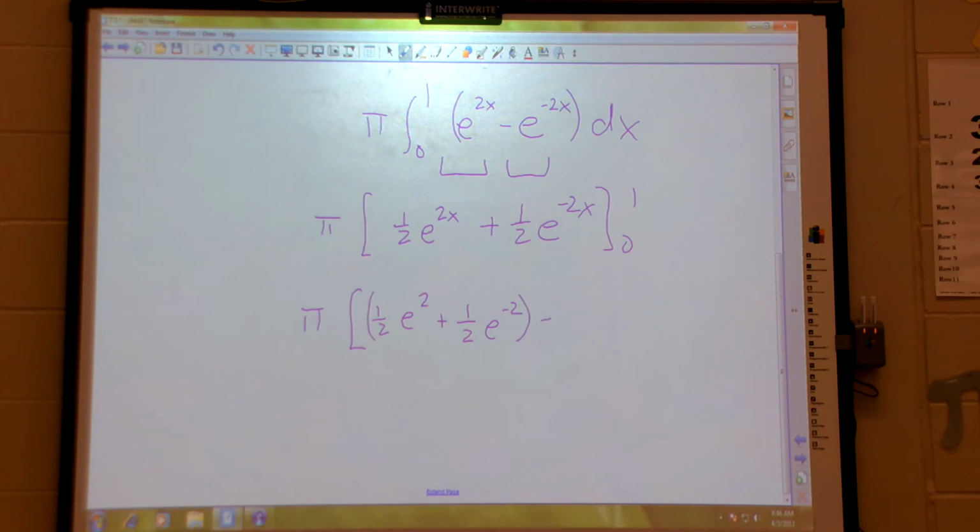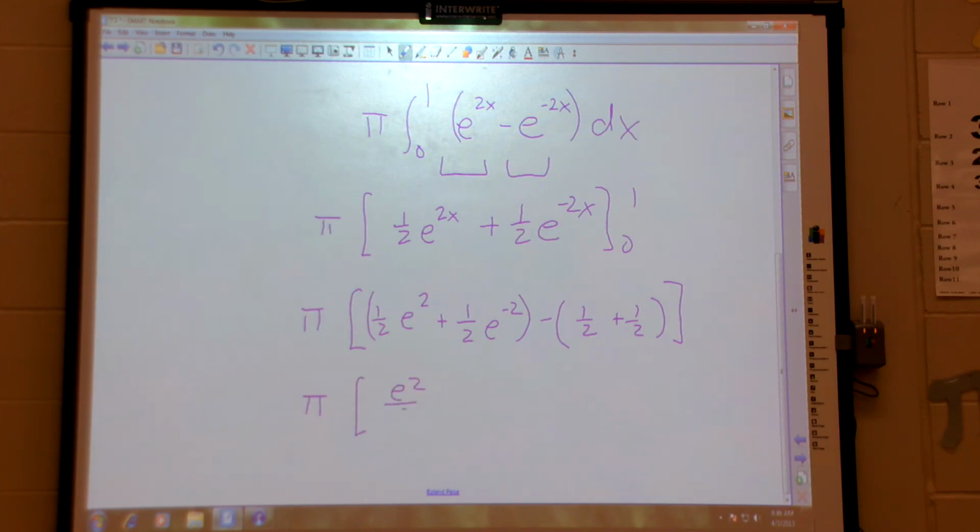Now everyone gets in the habit of plugging in 0. Oh, it's nothing. Not true. If I plug in 0 here, I get 1/2 plus 1/2, which is 1. Okay. These aren't very nice to clean up. Let's see if we can clean this up anymore. We may not be able to.